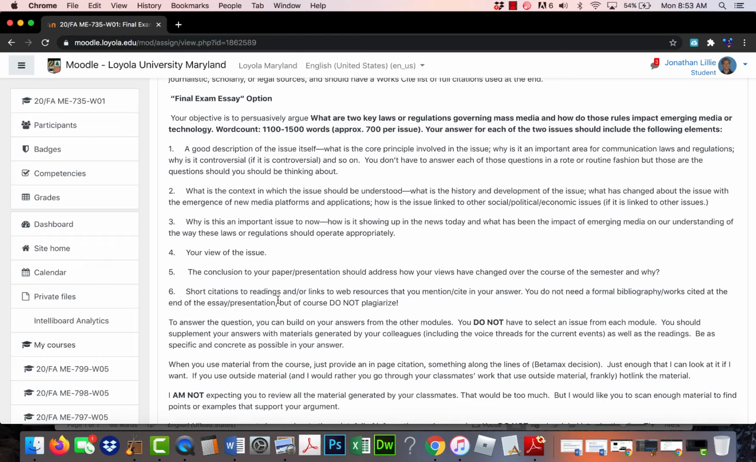And what I'm looking for, and I've tried to be really specific here, rather than just asking in general what you think are the most important, I want you to really focus in on two issues. So choose two key laws, issues, or policies that you think are really the most important and you want to focus on in your essay.